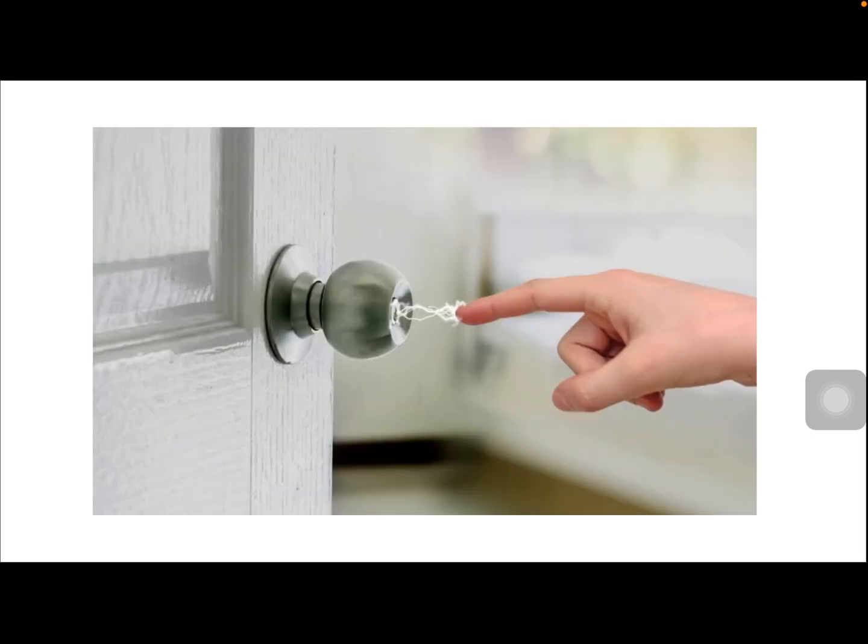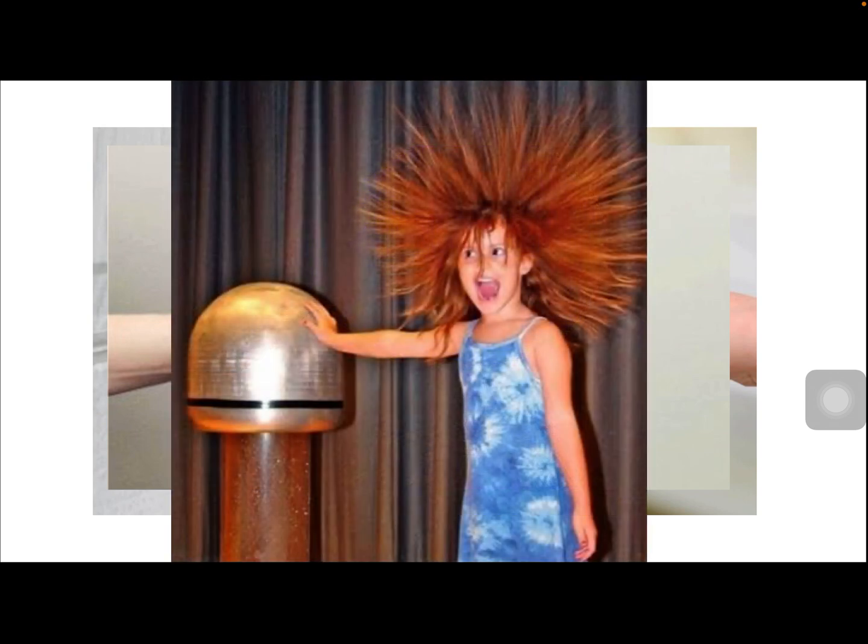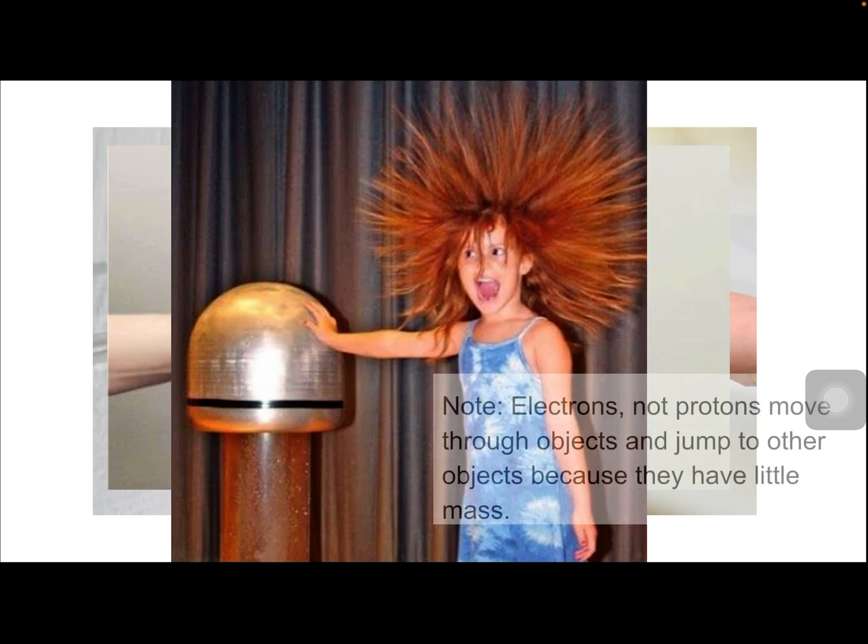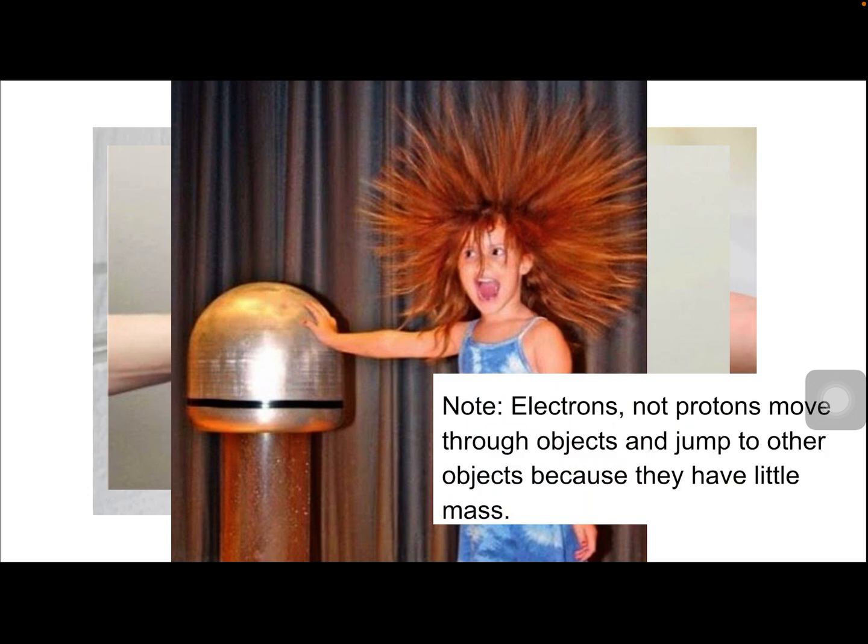If you have ever touched a doorknob and felt a shock, or rubbed your head on a balloon and seen your hair stand on end, then you know that objects can be charged. This girl's charged because the electrons sort of left her body, and now she's all positively charged. Just remember, it's the electrons, not the protons, that move through objects and jump to other objects because they have little mass. So what do we mean when we say charge?